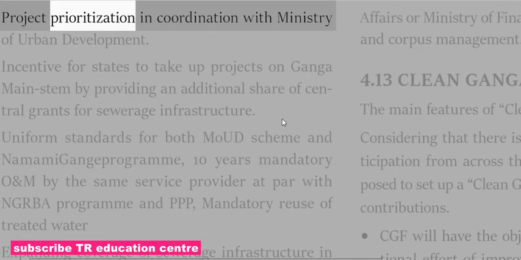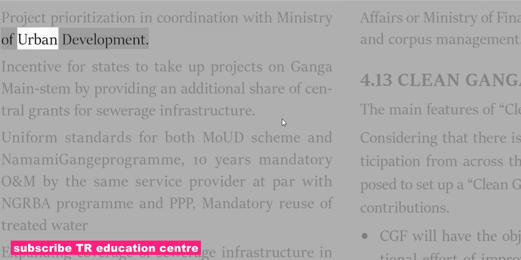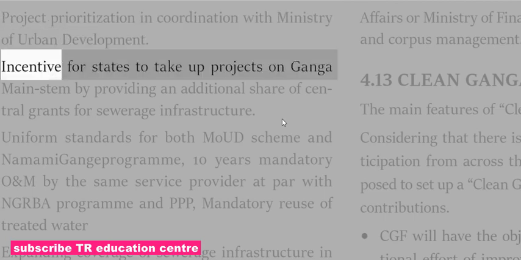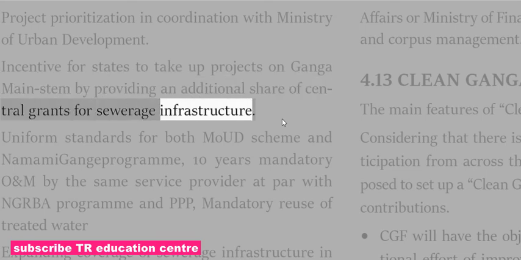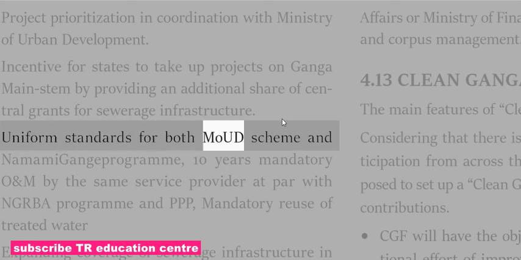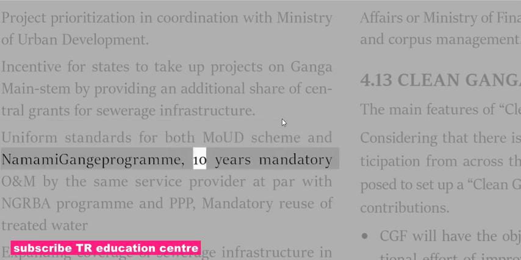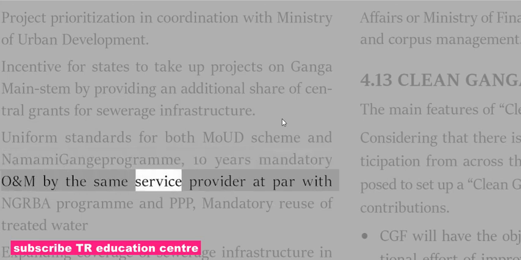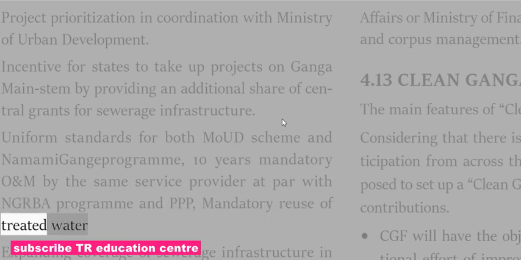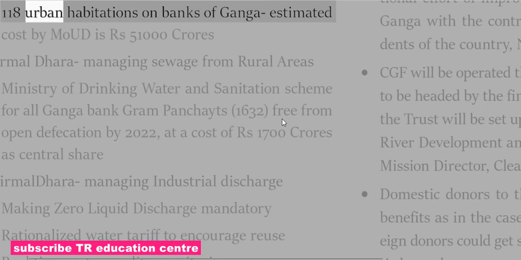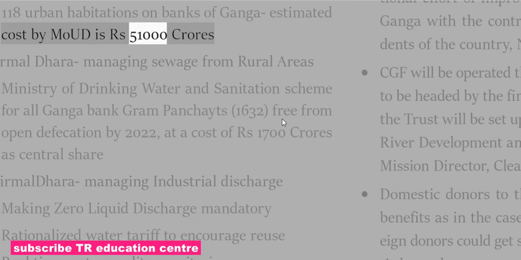Project prioritization in coordination with Ministry of Urban Development. Incentive for states to take up projects on Ganga mainstem by providing an additional share of central grants for sewerage infrastructure. Uniform standards for both MoUD scheme and Namami Gange program. 10 years mandatory O&M by the same service provider, at par with NGRBA program and PPP. Mandatory reuse of treated water. Expanding coverage of sewerage infrastructure in 118 urban habitations on banks of Ganga. Estimated cost by MoUD is rupees 51,000 crores.